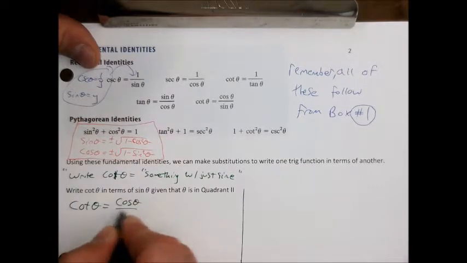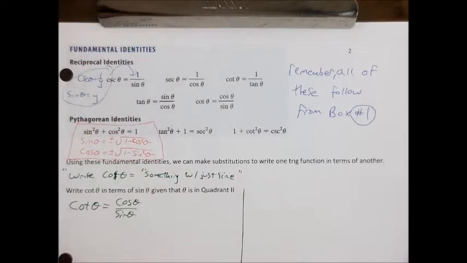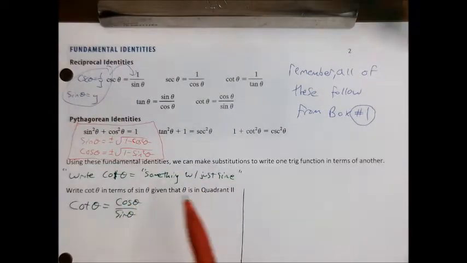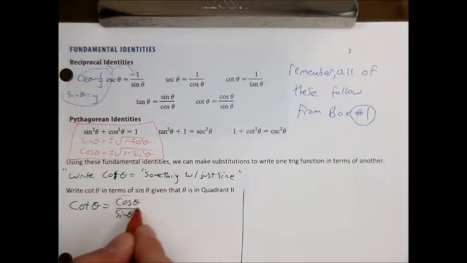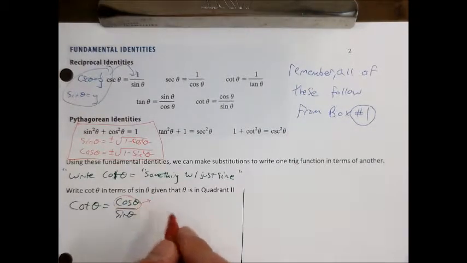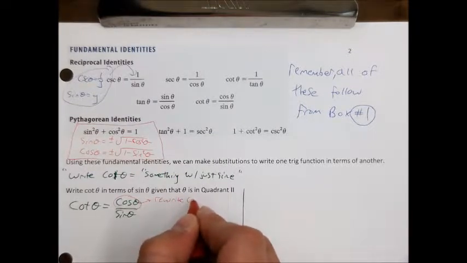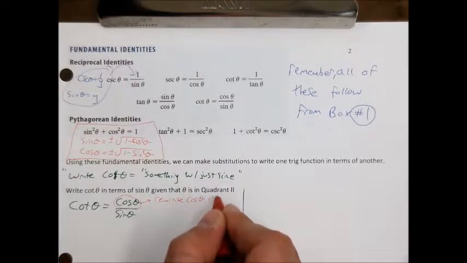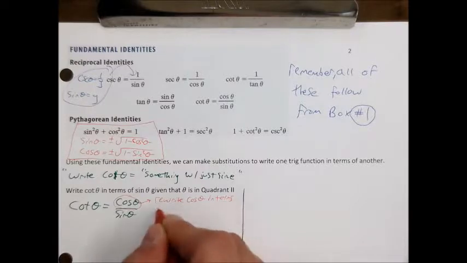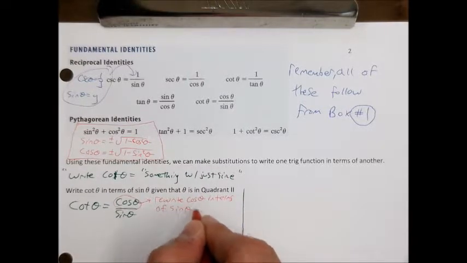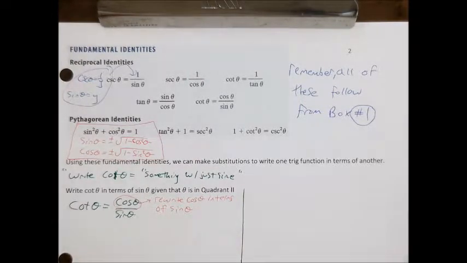cosine over sine. And the goal here is, since we want something that just has sine, we want to get rid of the cosine, right? We want to change cosine into sine. So rewrite cosine in terms of sine. Because if we can do that, we'll have cotangent in terms of sine.